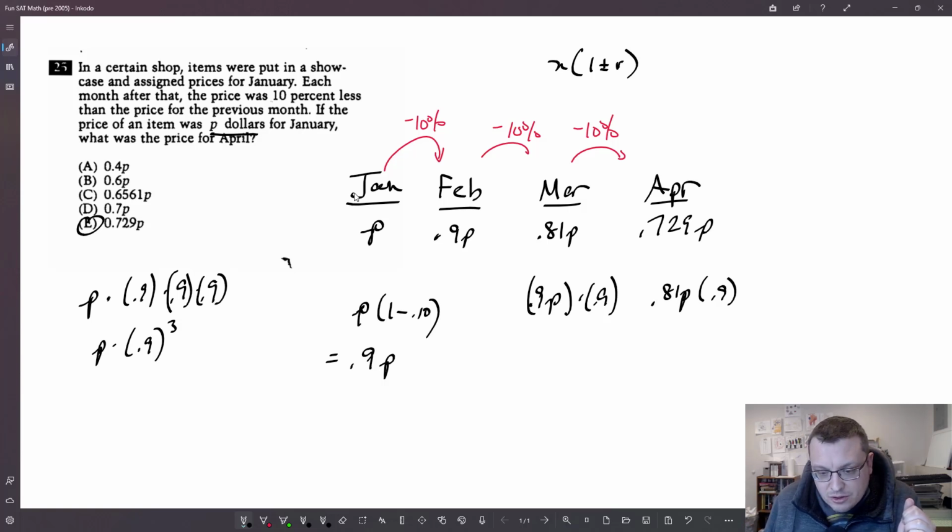But here, we can just do that, and if we go ahead and put 0.9 cubed in our calculator, we will, of course, get 0.729. So all this leads us to choice E.